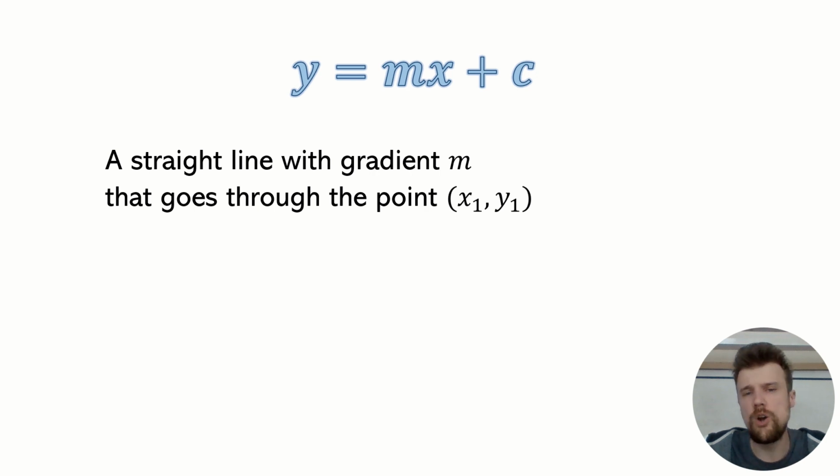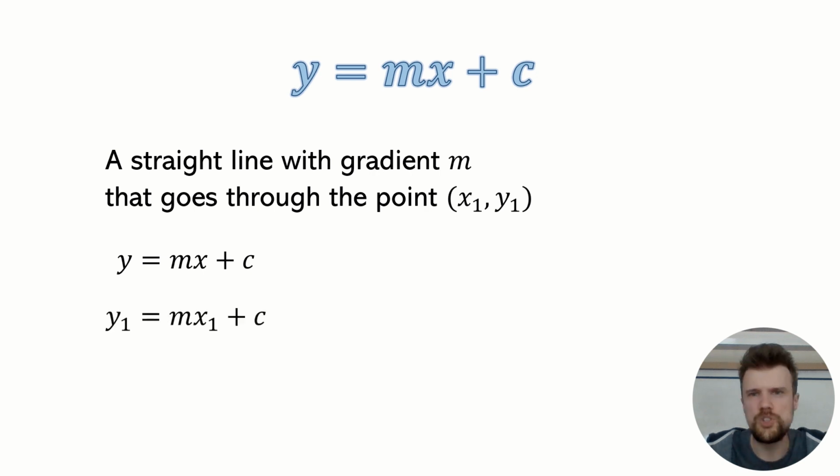So, we know the equation of our straight line must fit the format y equals mx plus c, but we need to find the value of that plus c. Because we know the point on the line must satisfy the equation of the line, we can plug those coordinates into the equation to make it work. So, we plug that in and get y1 equals m lots of x1 plus c.